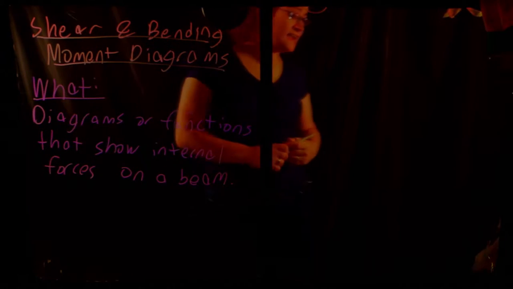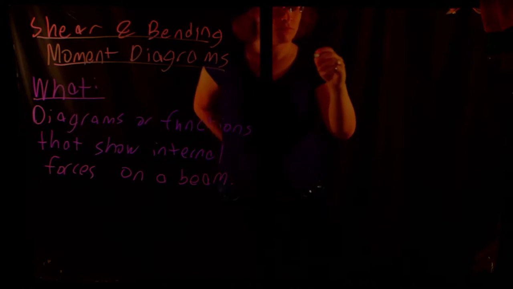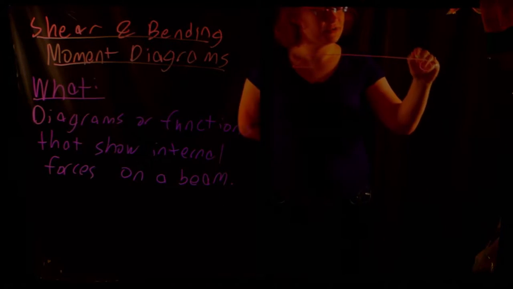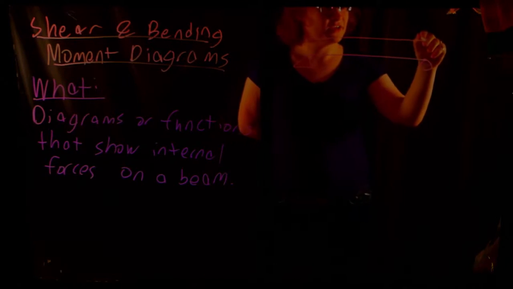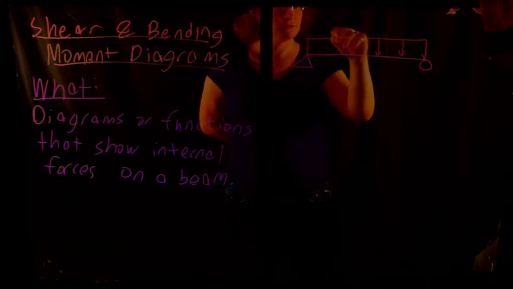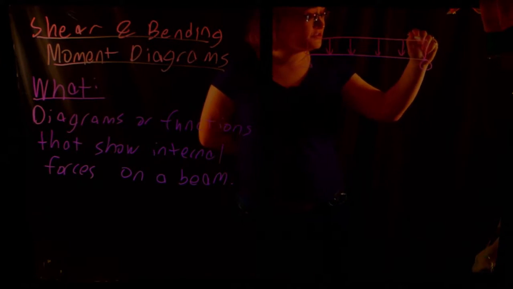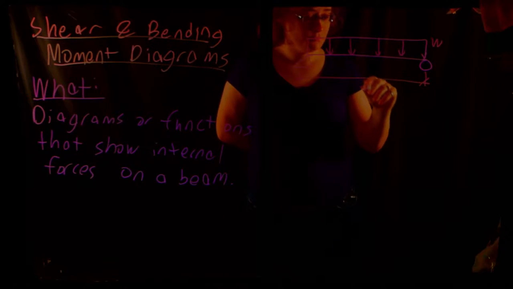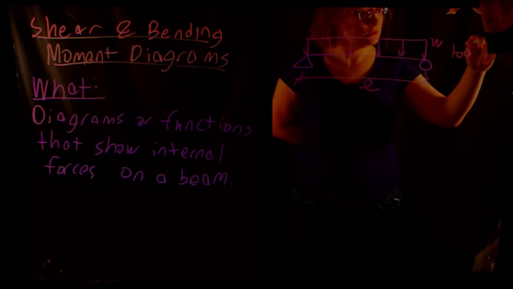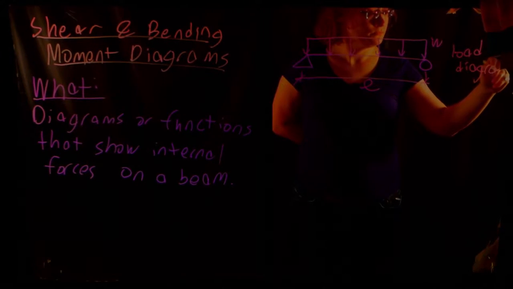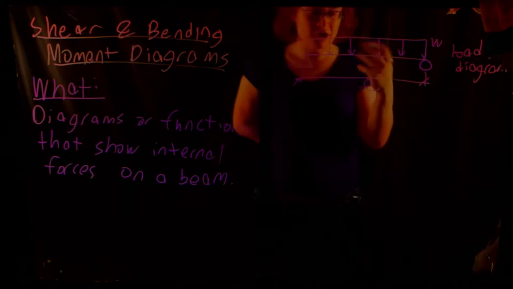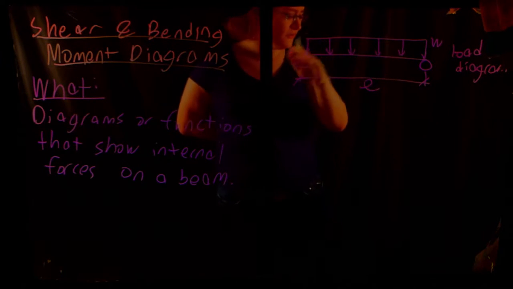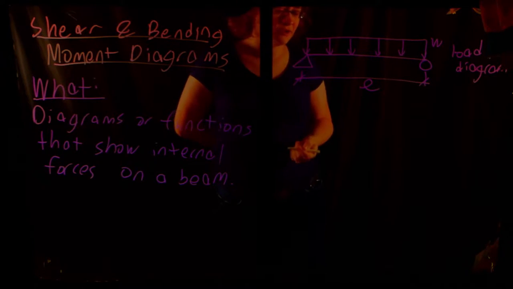So in other words, let's look at a very simple example. Let's say you had a uniform distributed load on a simply supported beam, something like this, where you have a uniform load W applied over a beam length L. I would refer to this as a load diagram. In this load diagram, we can see all of the external loads that are applied to this beam. In this case, the only exterior load would be this uniform load, although we also would have reactions, of course.